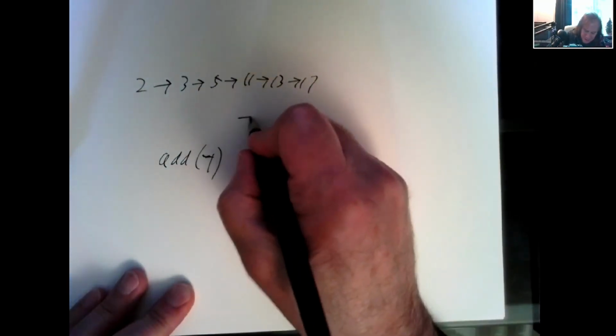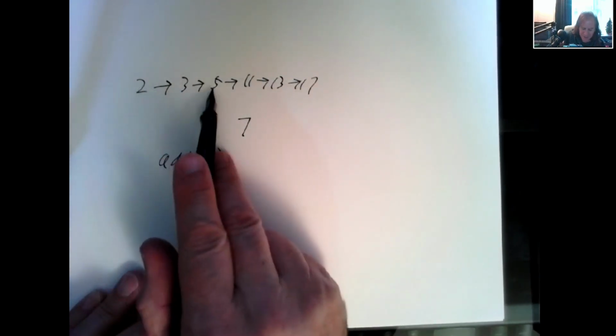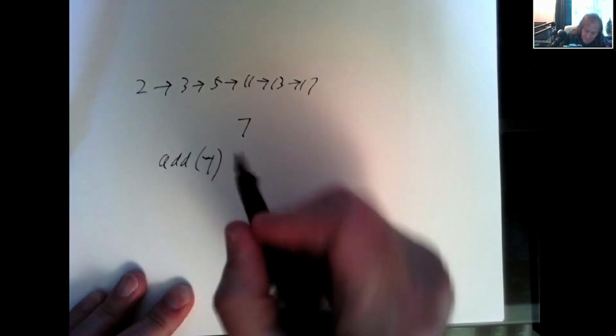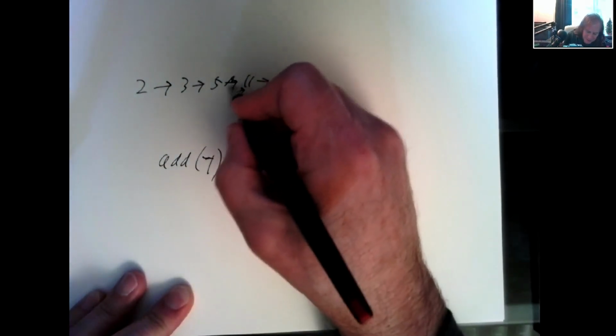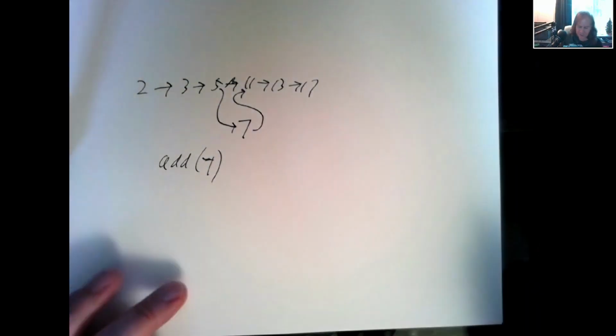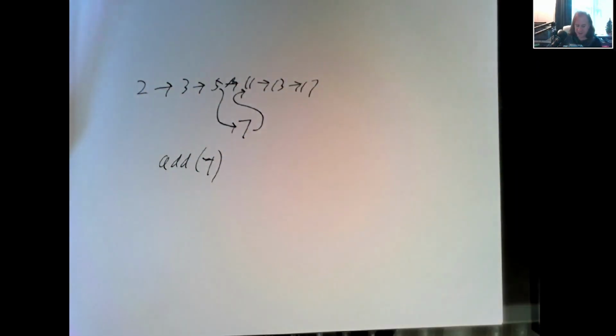Well, we're just going to make a new node 7. We're going to find where it should go. It's got to go after 2, 3, 5. It's got to go before 11. So we'll point this to the node it's going before, and we'll take the previous node and point to our new one. So once we know where to put it, it's a fixed operation, order 1.